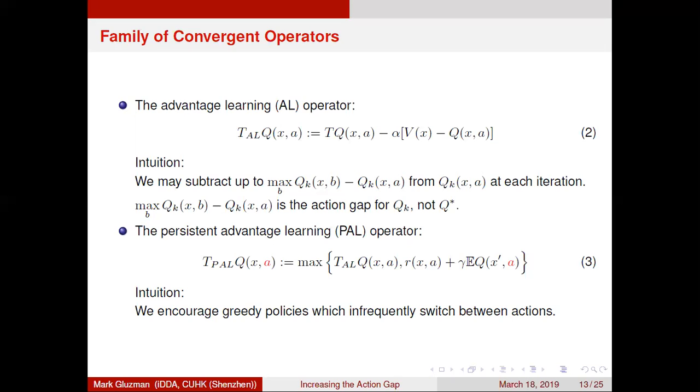Another example is the persistent advantage learning operator, where we take a maximum between our advantage learning operator and this term, so that in the next state we also use action A. We take the maximum between this advantage learning operator and the operator that will preserve action A even for the next state. So basically we encourage not switching actions too much in this operator.